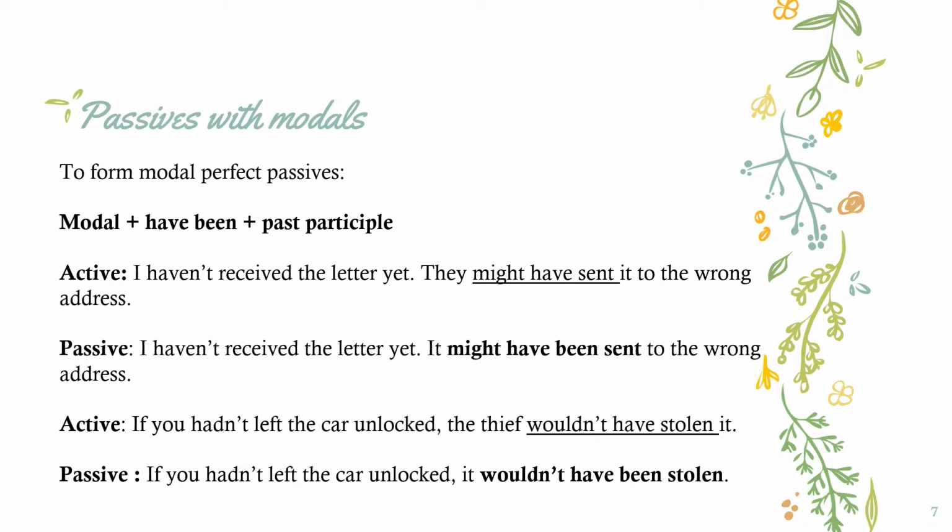Another example is if you hadn't left the car unlocked, the thief would not have stolen it. The passive form is if you hadn't left the car unlocked, it wouldn't have been stolen. So here again, wouldn't is followed by the perfect form have been plus the past participle form of the verb stolen.